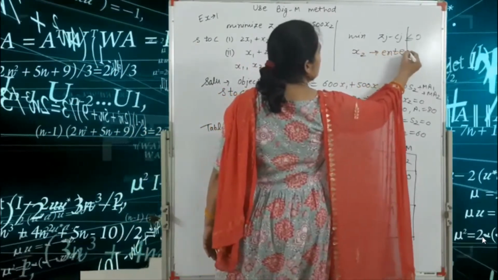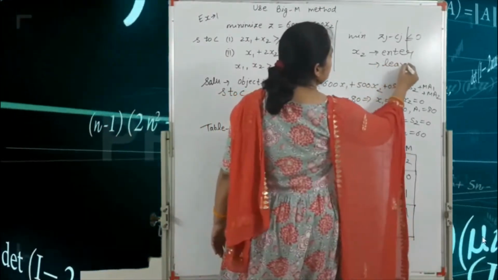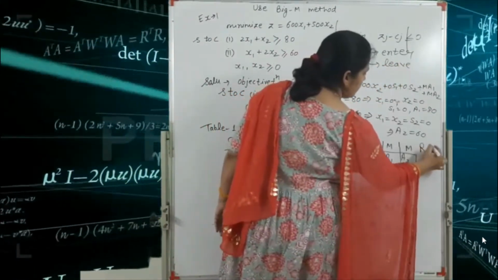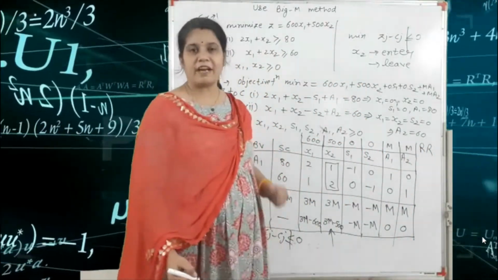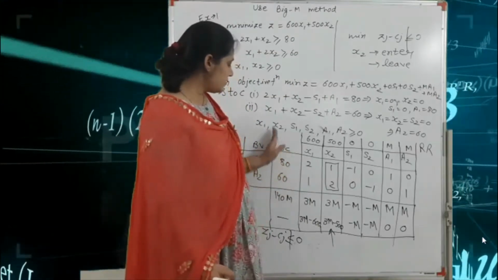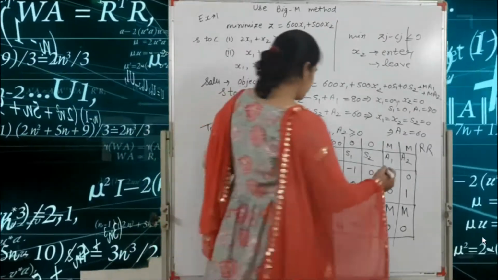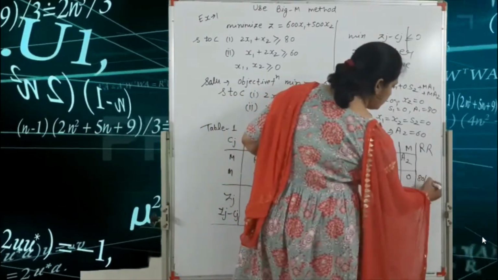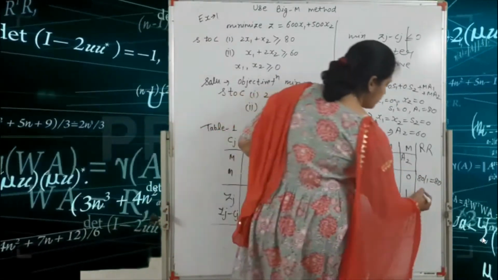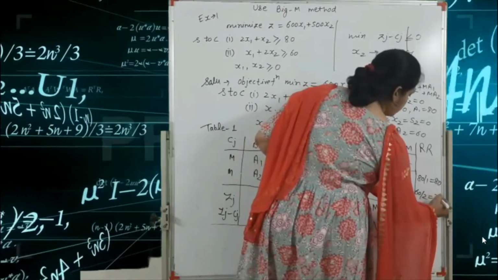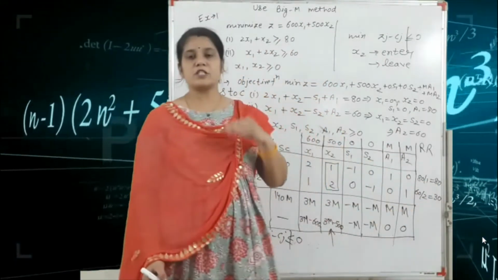If x2 enters, one variable leaves. For finding the leaving variable, we write here the replacement ratio. What is the process for finding the replacement ratio? You divide the solution constant column by the key column. That means 80 by 1 is equal to 80, and 60 by 2 is equal to 30. We choose here the positive minimum value.